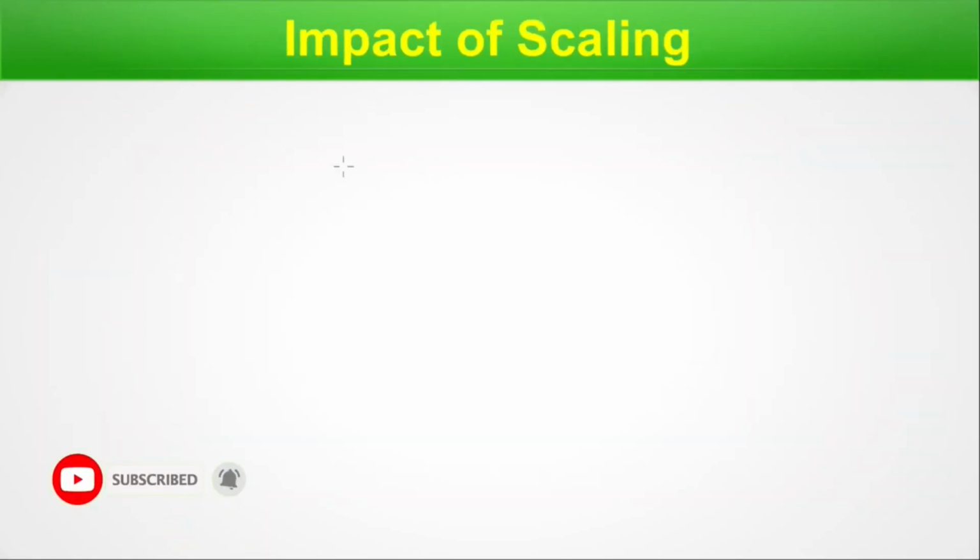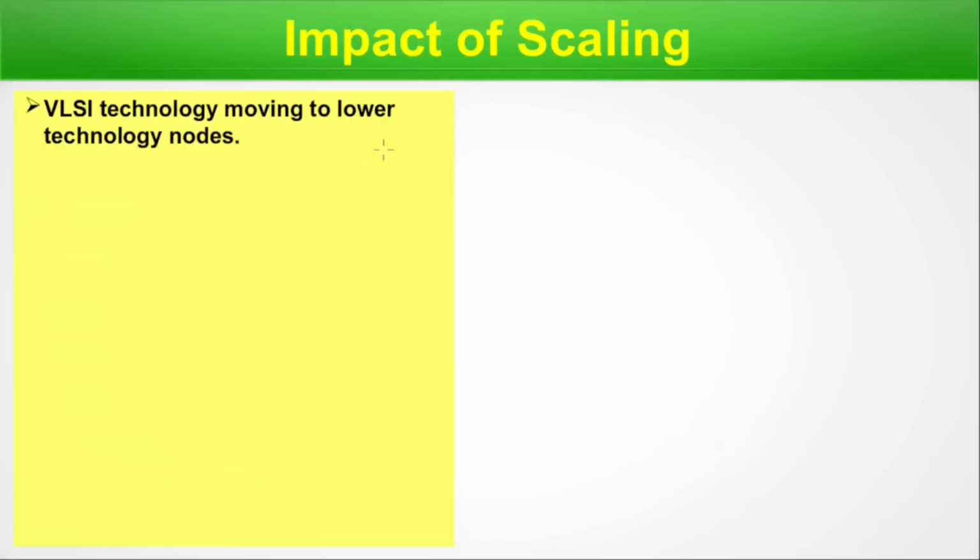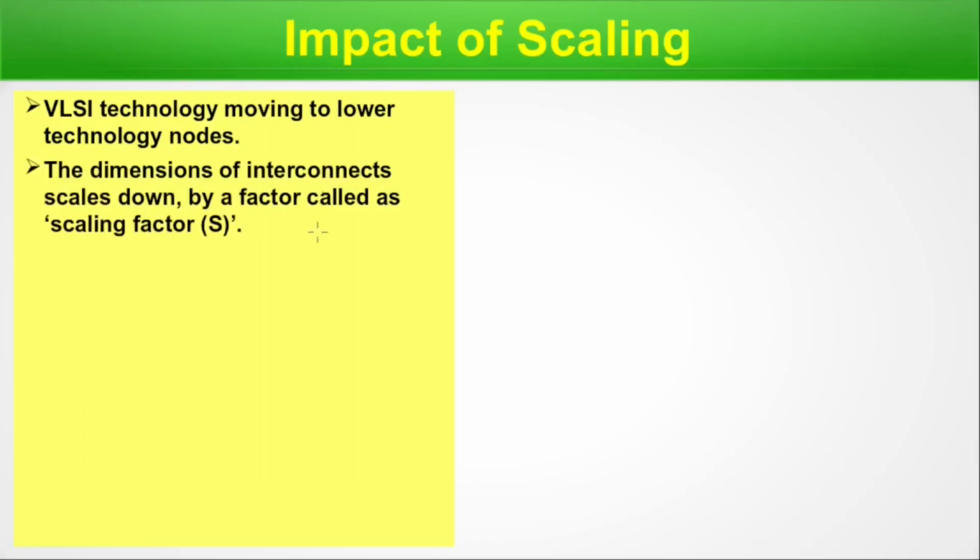Now, impact of scaling. Scaling is basically downsizing the device dimension. We have followed Moore's law and downsized the device dimension or MOSFET dimension and packed more devices into the same area. But that has impact on interconnects also. In this slide, we will discuss that. Dimension of interconnect is scaled down by a factor called scaling factor. It's not abruptly changed. It's changed with a factor that is called scaling factor S.